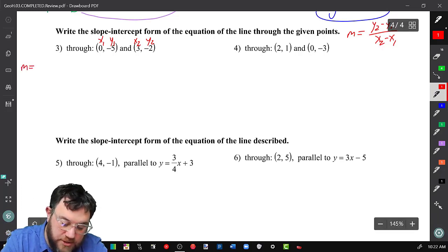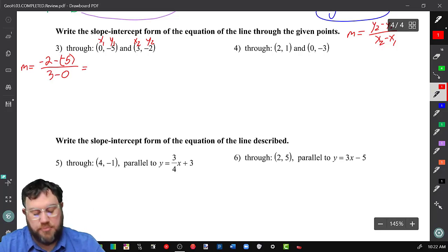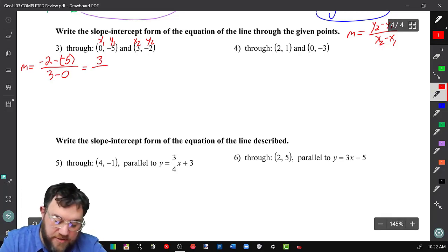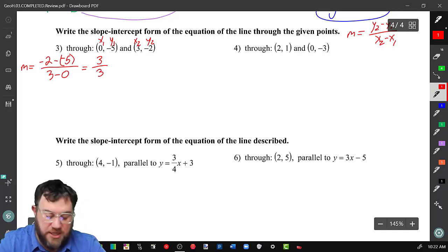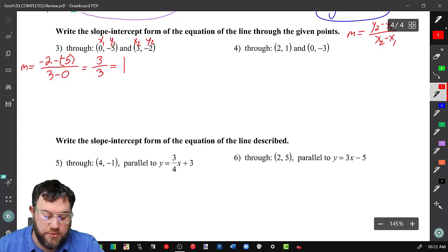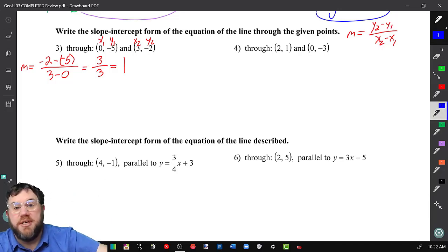So our slope is going to be negative 2 minus negative 5 over 3 minus 0. Negative 2 minus negative 5 becomes negative 2 plus 5. So that'll give us 3, and then 3 minus 0 is 3. So 3 over 3 is 1. Our slope is 1. Now we're ready to do what we did in the last problem.